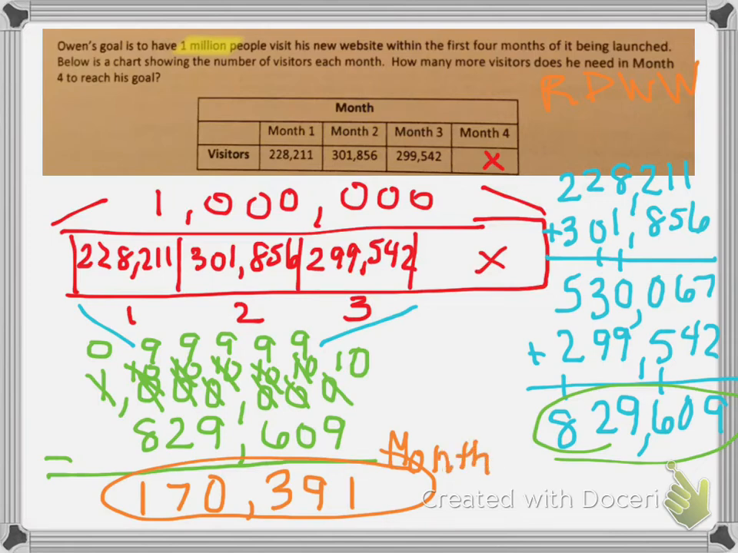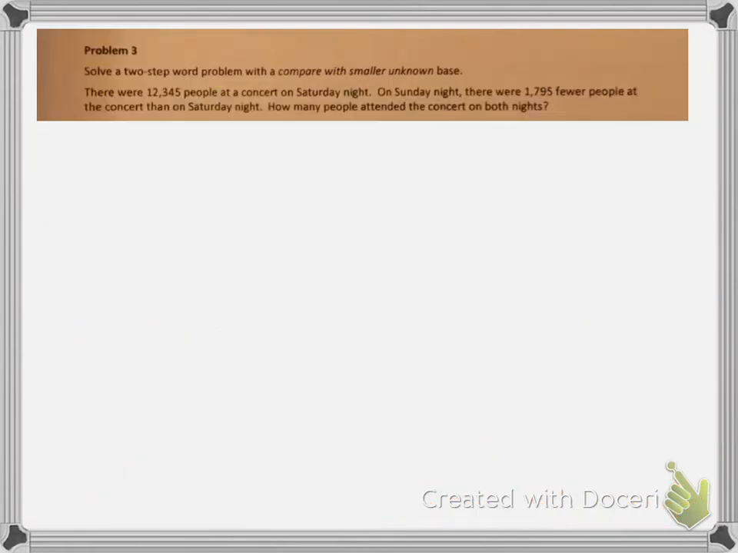Month 4 needs 170,391 visitors. And this is on the internet. This is on websites. So there we go. There's our word problem. All right, we have one more.